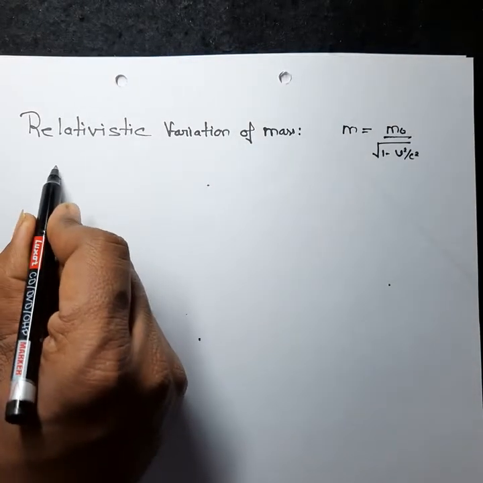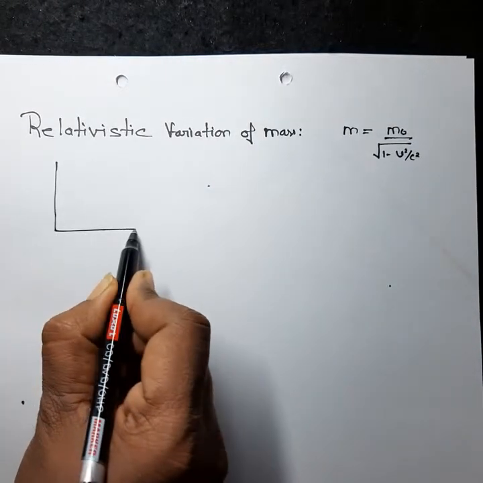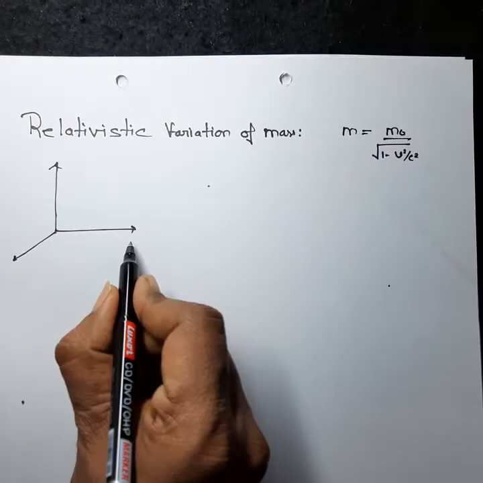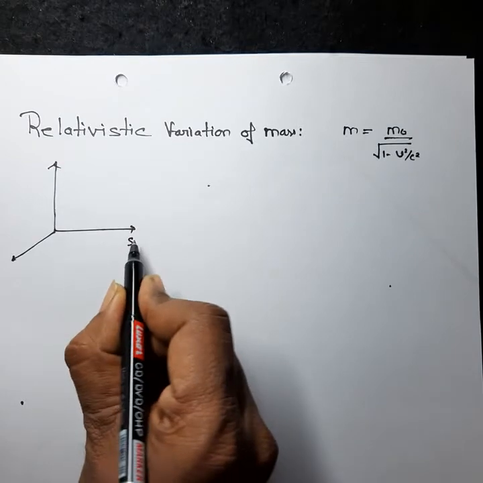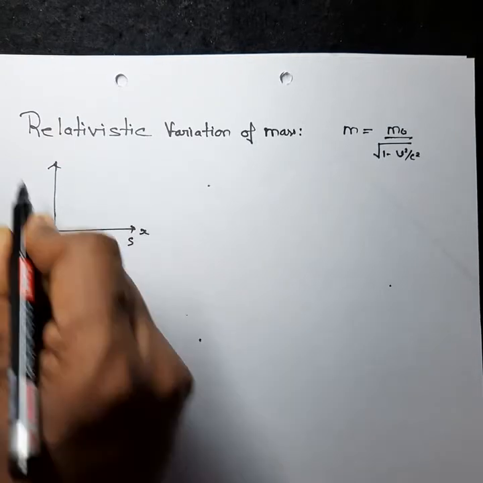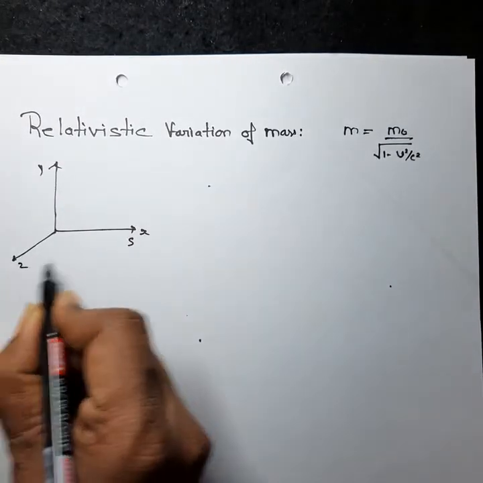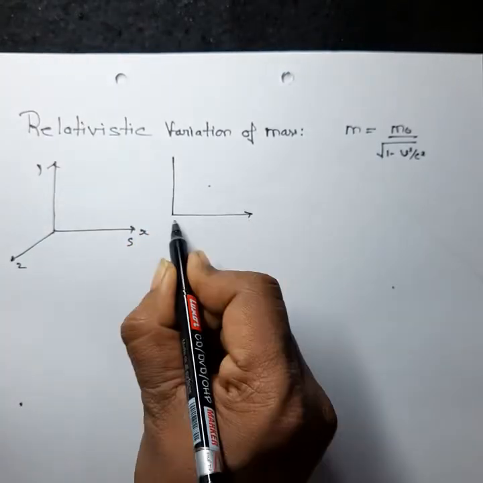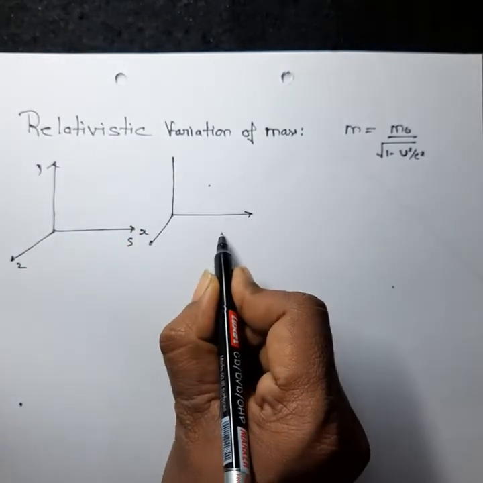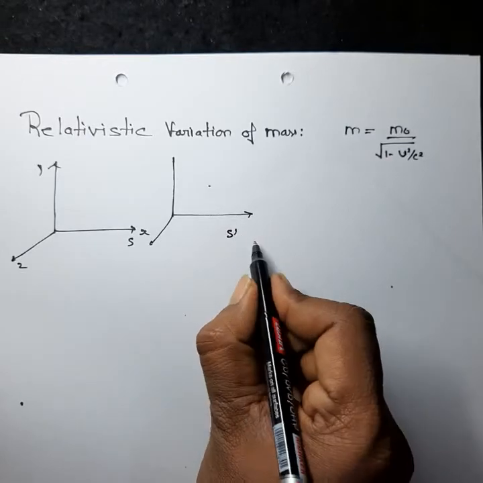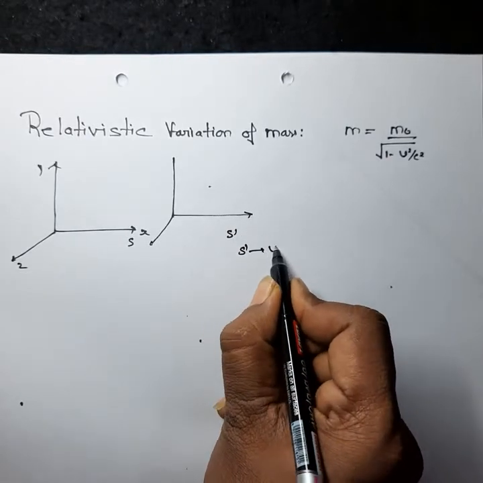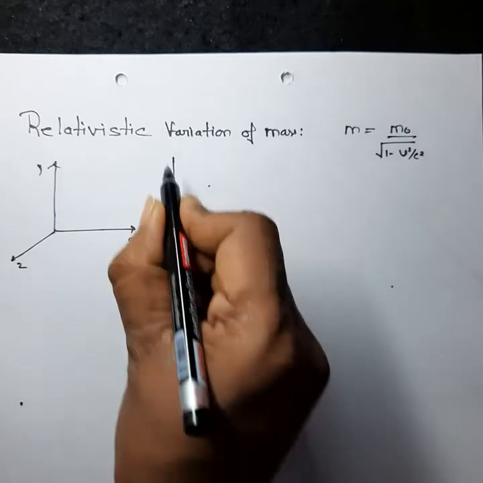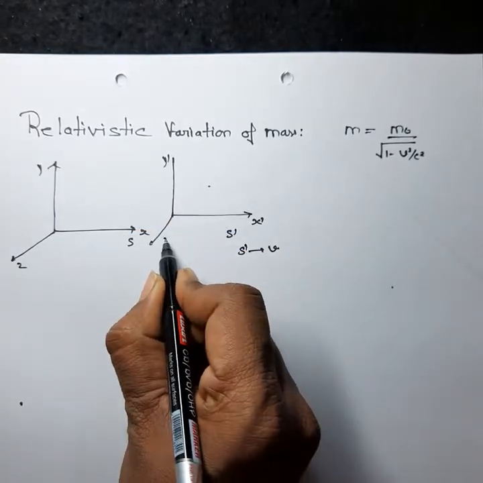Let's first assume that there are two frames of reference. Since we are talking about relativity, we will first talk about frames of reference. This is the x-axis, y-axis, z-axis. This is the S frame of reference, and assume that there is another frame of reference, S dash. S dash is moving with velocity v along the x-axis. So this is the x dash, y dash, and z dash axis.